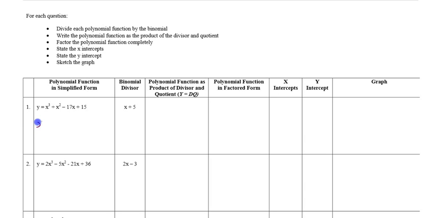So if I want to do a long division here, I could just write x plus 5, go 1, 1, negative 17 and 15, bring down the 1, 5, subtract, negative 20, subtract, subtract. Okay, now you should be ending up with 0 as a remainder. Okay, so write the polynomial y equals d times q, so as a function of divisor, so it'll be x plus 5 times x squared minus 4x plus 3. Write that in fully factored form.